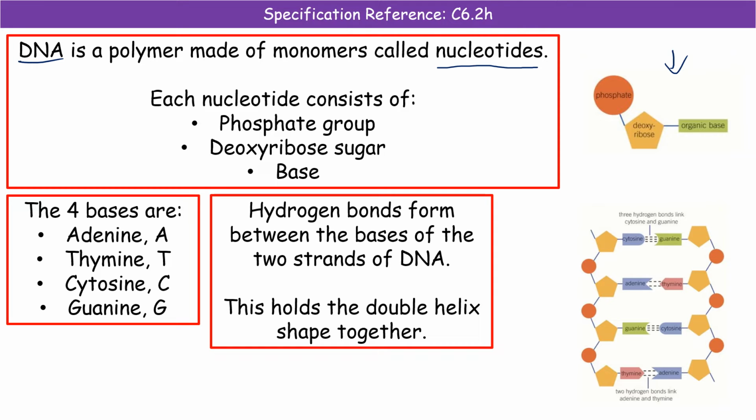We have four potential bases, A, T, C, and G. Don't need to know their names, just A, T, C, G, absolutely fine. What happens is these individual nucleotides are going to join together to make two strands, and then the individual bases form those complementary base pairs, and hydrogen bonds form between them to hold the two strands together in the double helix shape.